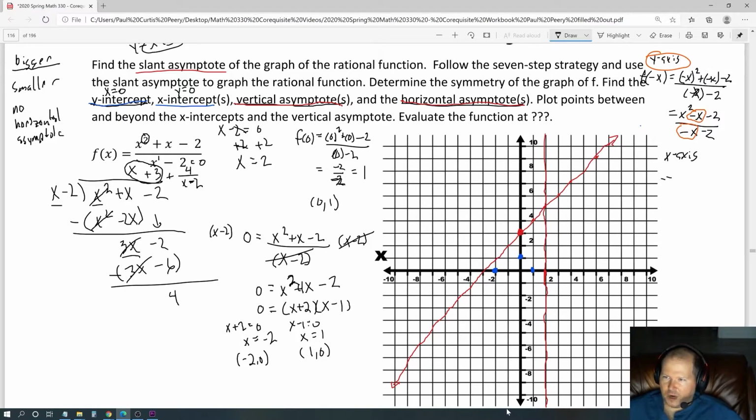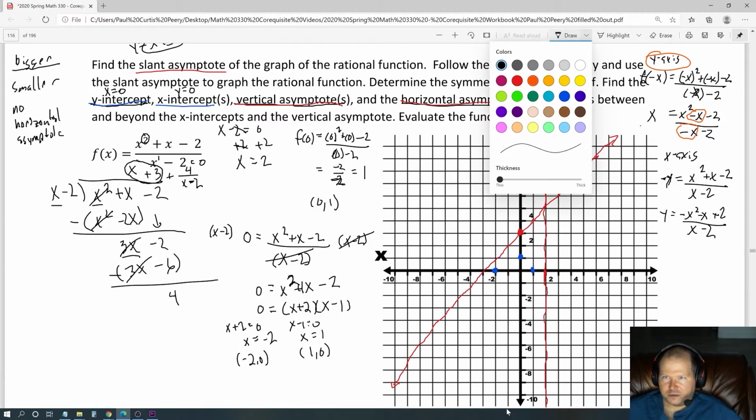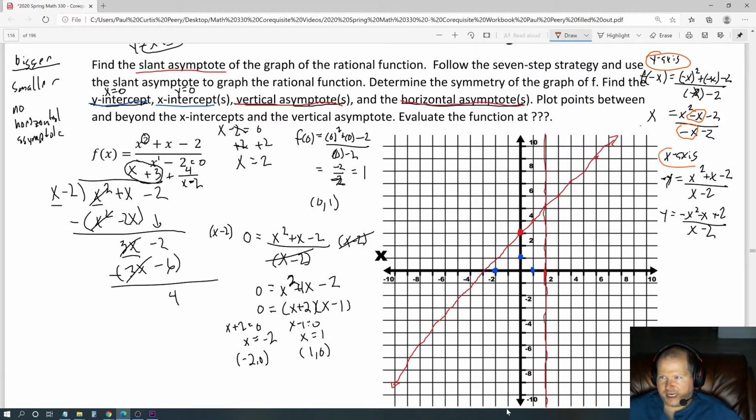Okay, so we have negative y is equal to x squared plus x minus 2 all over x minus 2. There's no way, even if I flip the signs, so I could make that a positive y, but then I have to flip all the signs over here, and I end up with the same problem. There's no way I can get this to match the original, so we couldn't do y-axis symmetry, and we can't do x-axis symmetry. So they're both no.